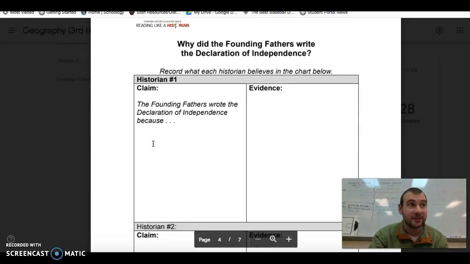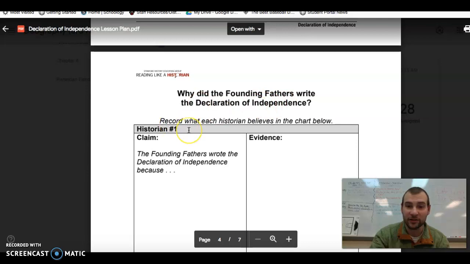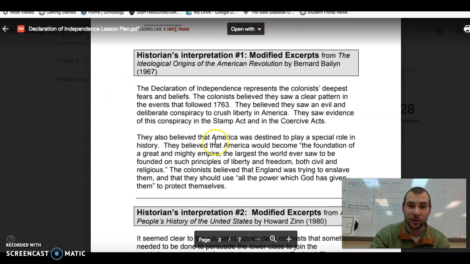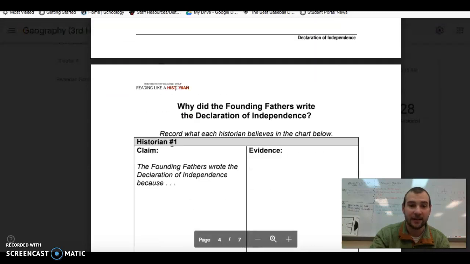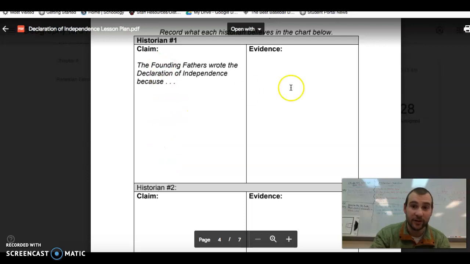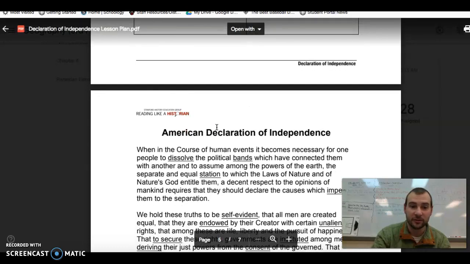But as you can see here, you just run through these. What did the founding fathers write? The Declaration of Independence, record what each historian believes in the chart below. So for this one, you'll get these two interpretations here on why we did it. Then you summarize what their claim was and what pieces they used to back up their claim. You do that twice, for historian one and historian two.